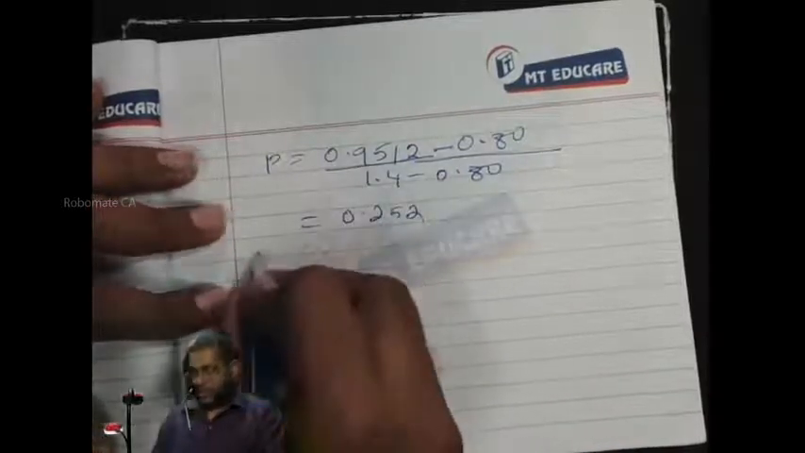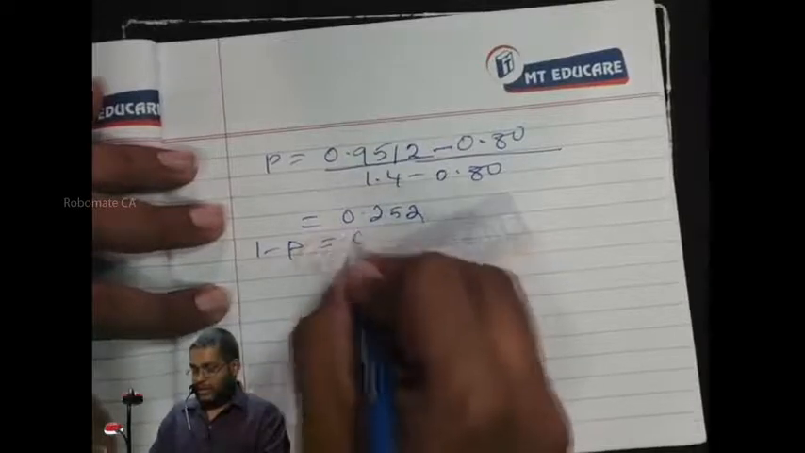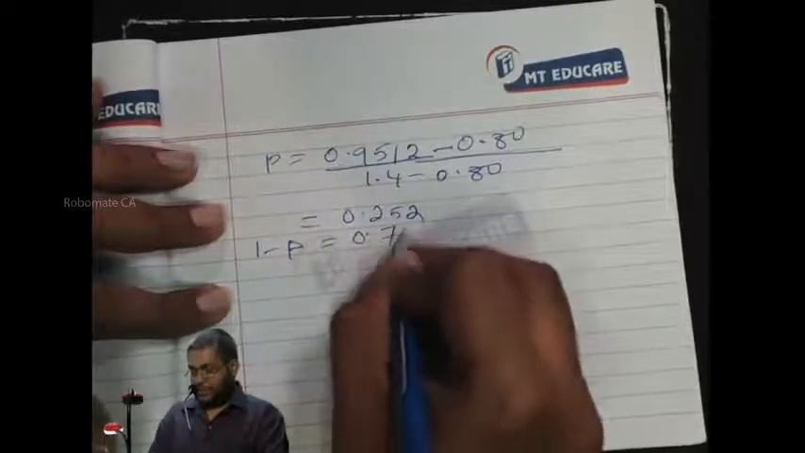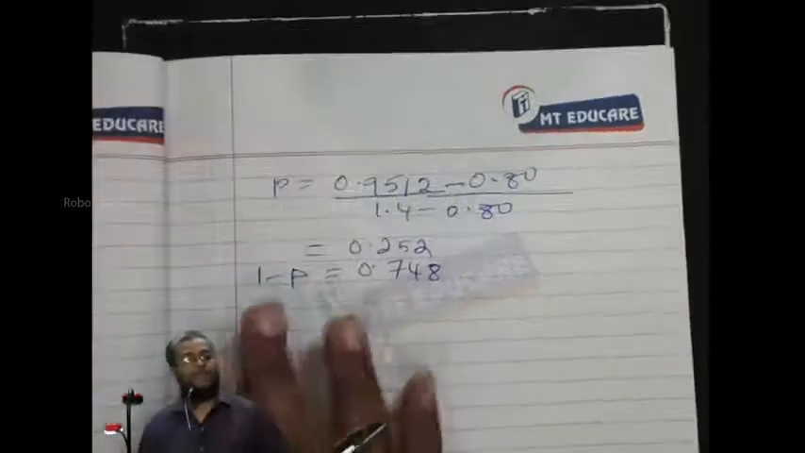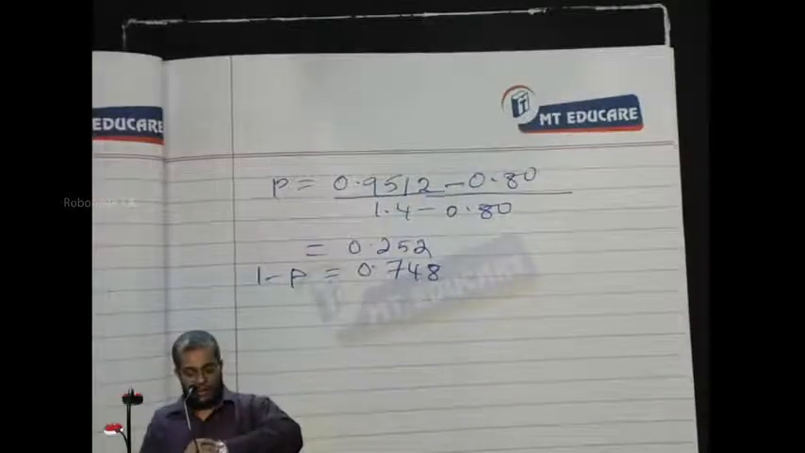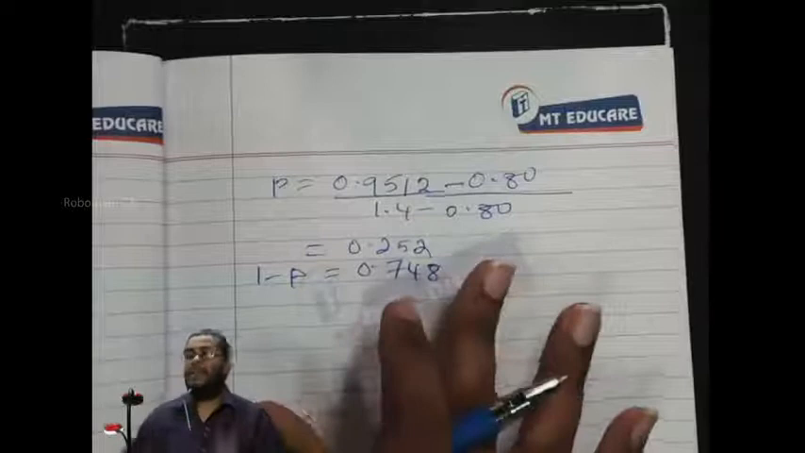1 minus P is equal to what? 0.748. 1 minus P is equal to 0.748. Everybody understanding it or not?